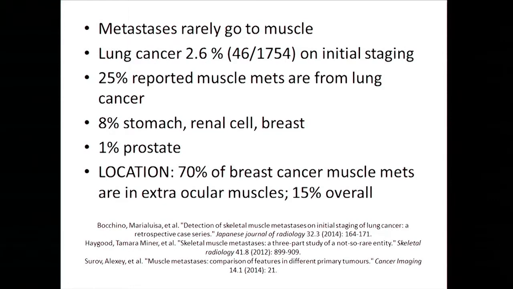So it depends on the muscle where you're going. Look at location. 70% of the metastases from breast cancer are in the extraocular muscles. Those are tiny little muscles in the eye. Now, how much blood flow from metastases is possible in the extraocular muscles? It's not very much. And 15% of overall muscle metastases are in the eye. We'll get back to that. Why do I think the eye muscles might be particularly sensitive?